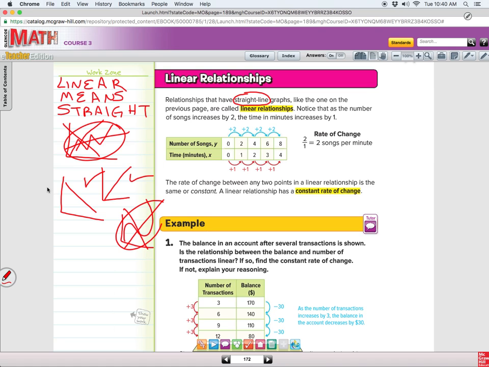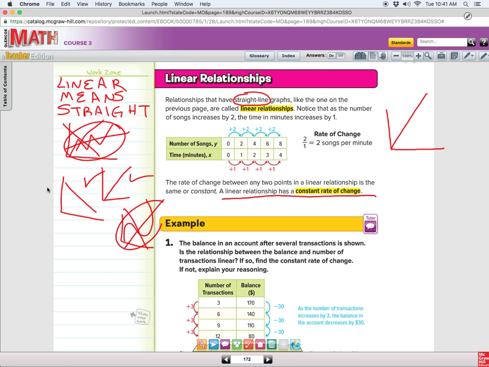Okay. And then the rate of change between any 2 points in a linear relationship is the same, or constant. That means it has a constant rate of change. So when you have a linear equation or a linear relationship, that means this line is going to be straight and it's going to have a constant rate of change.